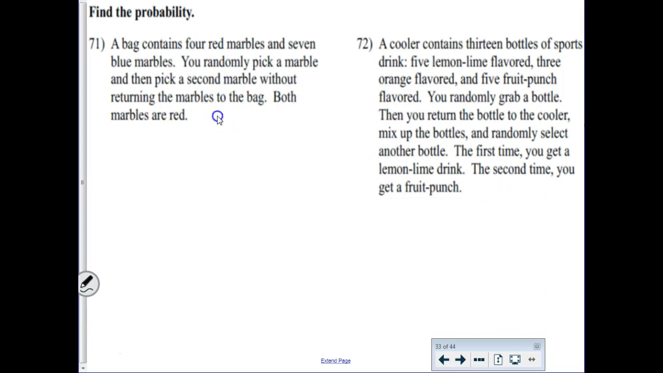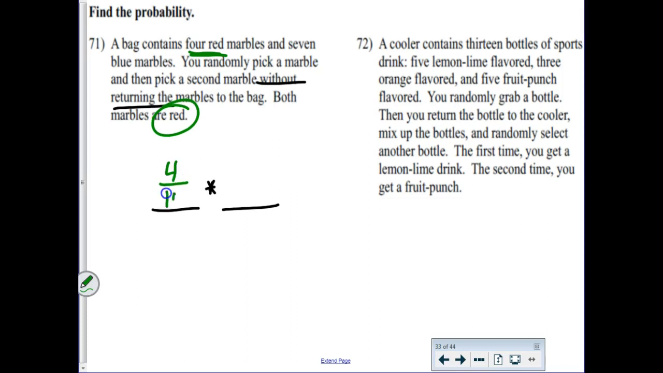You randomly pick a marble and then a second marble without returning the marbles to the bag. So this is without replacement, right? You got to figure out those probabilities and multiply them together. That's how you approach this question. So you randomly pick, both marbles are red. That's the question. There's 4 red marbles. So the first time you go to reach in, you have a 4 out of, how many total marbles are there?